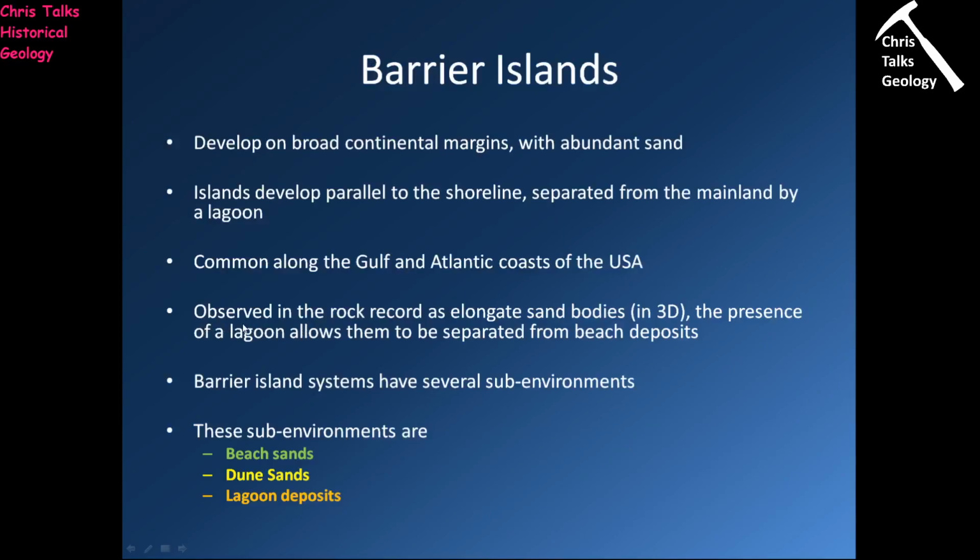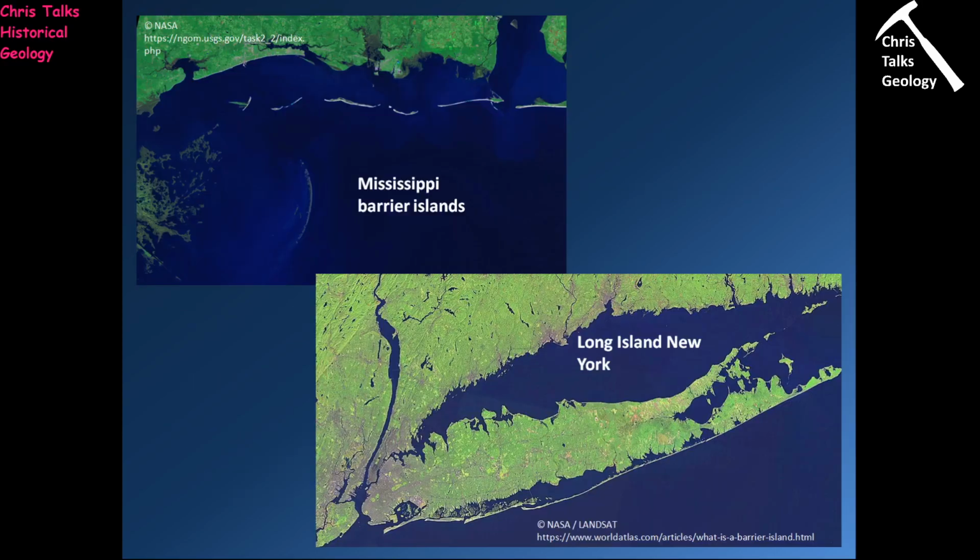So when we observe barrier islands in the rock record, we see them as elongate sand bodies, if we're thinking about them in 3 dimensions, running parallel to the coastline. But then you have to think to yourself, well, hold on a minute, how can we distinguish that from a beach? Because a beach is also an elongate sand body that runs parallel to the coast. The way that we can separate the barrier island from a beach environment is simply by the presence of the lagoon. So if we see a situation where we have a linear elongate sand body and a lagoonal environment directly behind it, we know this linear sand body must be a barrier island. If, however, there was no lagoon there, we would have to assume it was probably just a beach.